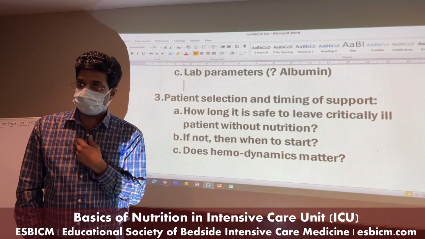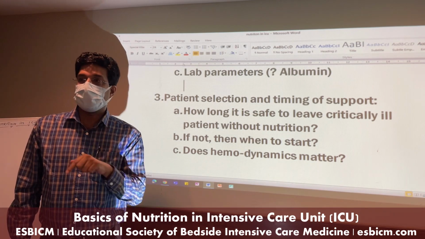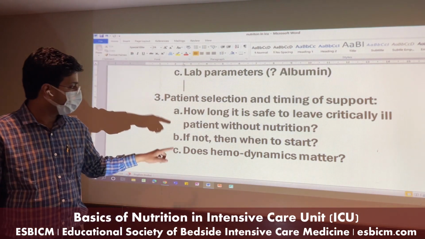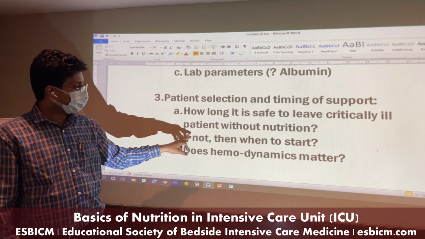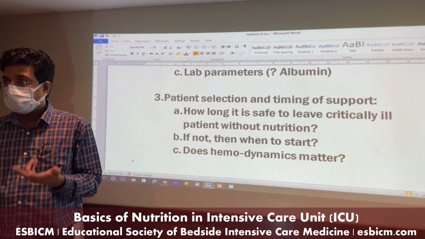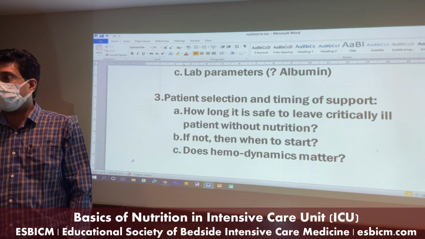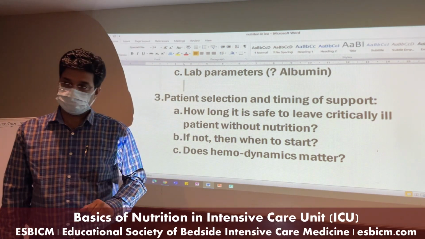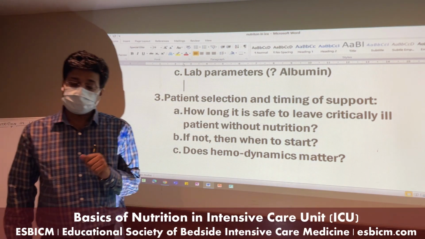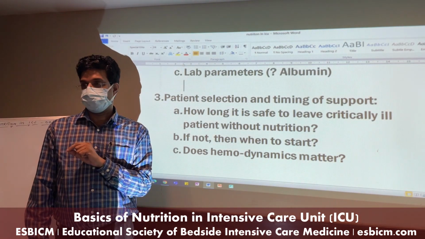Suppose I have a stroke patient. Suppose I have a trauma patient. Suppose I have a sepsis patient. So when should I start feeding? Secondly, if we can wait for a certain period of time, then when to start? If we are waiting for 24 hours, 48 hours, 72 hours, when is the time we should start the feeding? And does hemodynamics matter? Hemodynamics matter means whether a patient is hemodynamically stable or unstable.